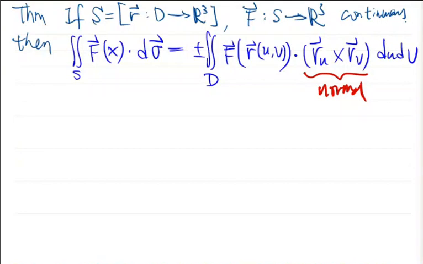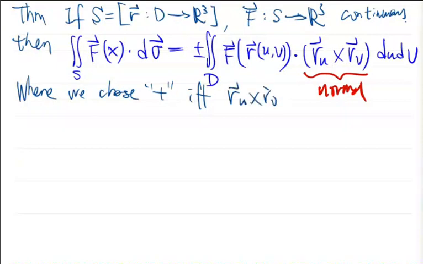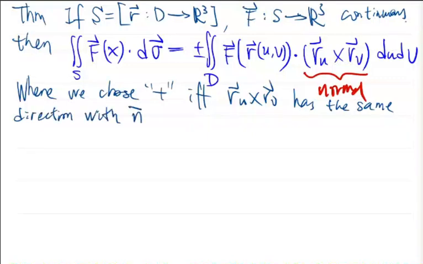So we choose the positive sign if and only if this normal vector coincides with the orientation normal vector, that is, has the same direction. Which n? n is the oriented unit normal vector for S.